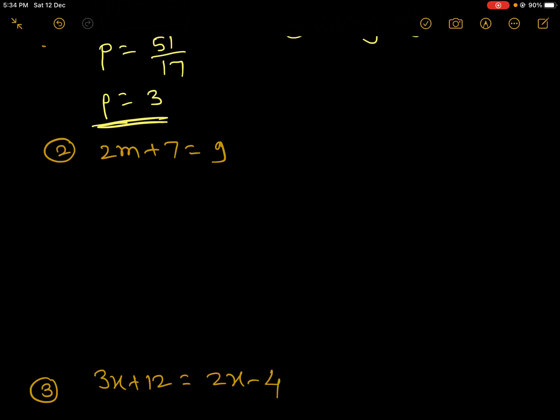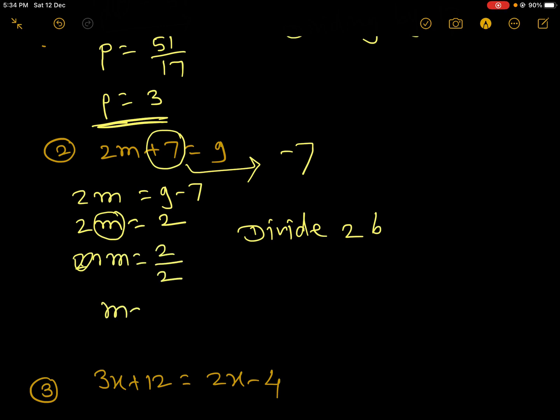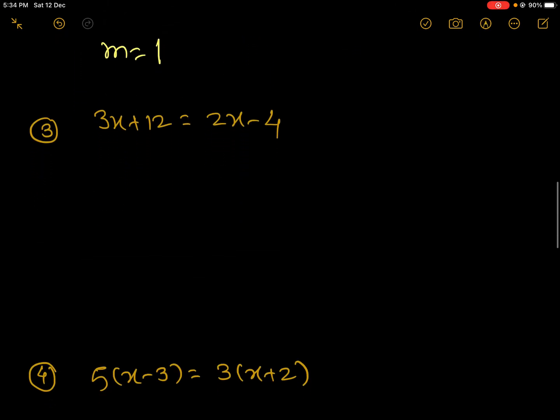Then next is 2m plus 7 equal to 9. First we have to shift this 7 to the right hand side. It becomes minus 7. 2m equal to 9 minus 7. Then we get 2m equal to 2. To find the value of m, we have to divide by 2. Then we get m equal to 2 upon 2. Then we get m equal to 1.